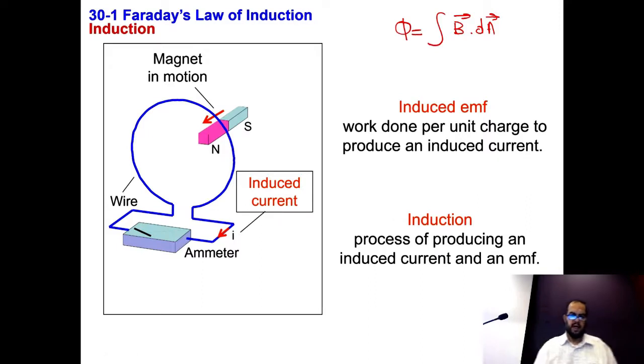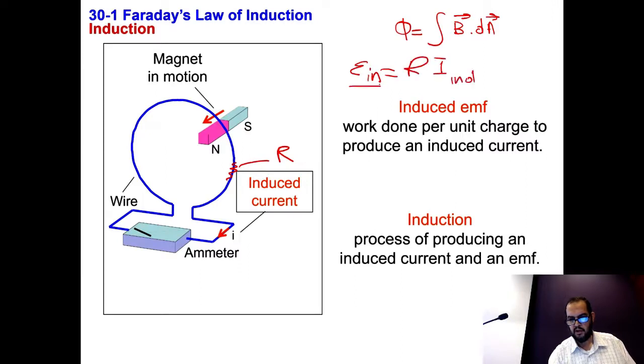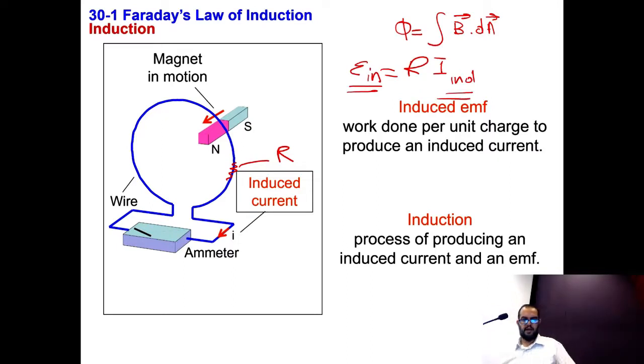Okay, so if we actually know the resistance of this loop, R, the induced EMF is going to be equal to the resistance times the current that is induced. So this is induced EMF and this is induced current, by just moving the permanent magnet in and out of the loop.